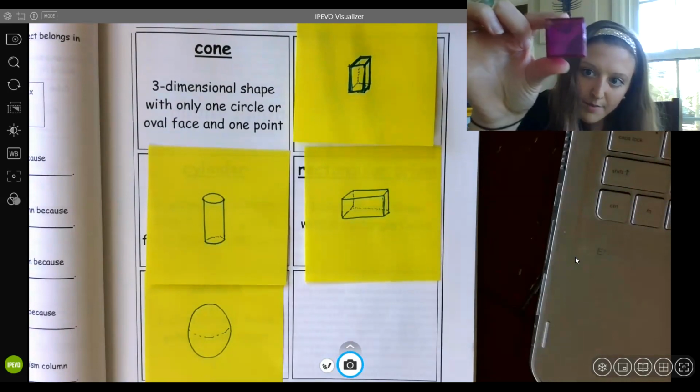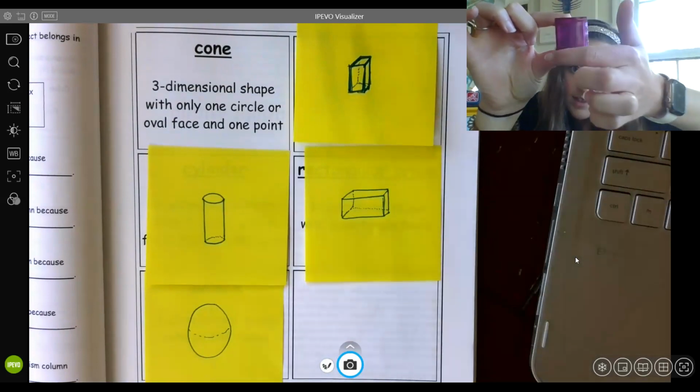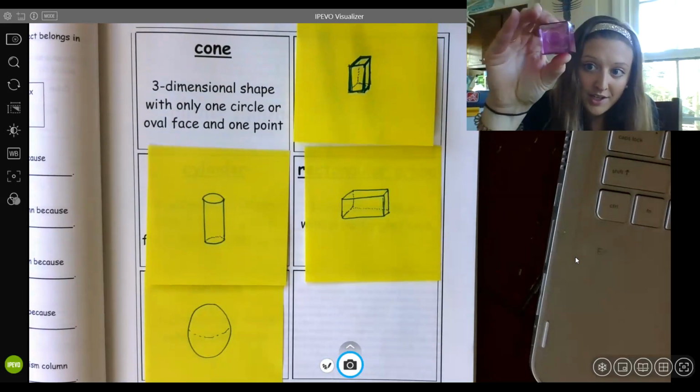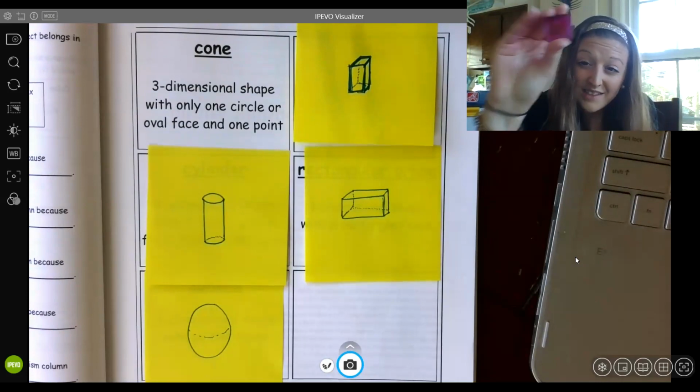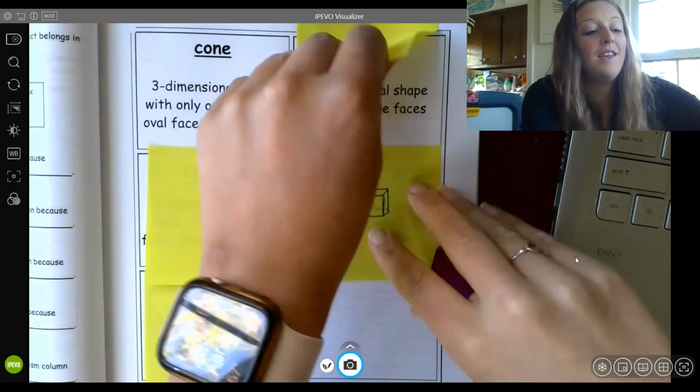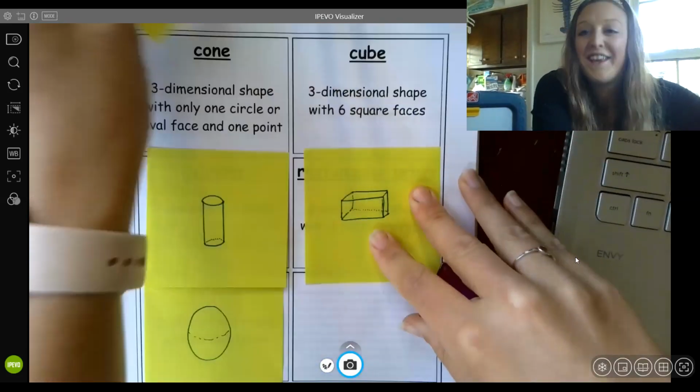Well, if you look at what shape this is right here, what's the shape? What's the name of it? Right, it's a square. And when I turn it, every single face or flat side is a square. So what it's going to be called is a cube.